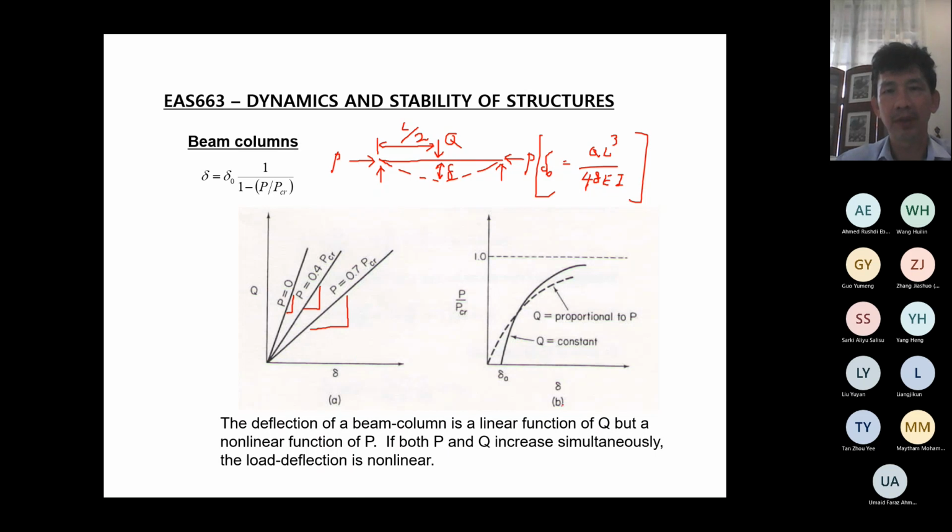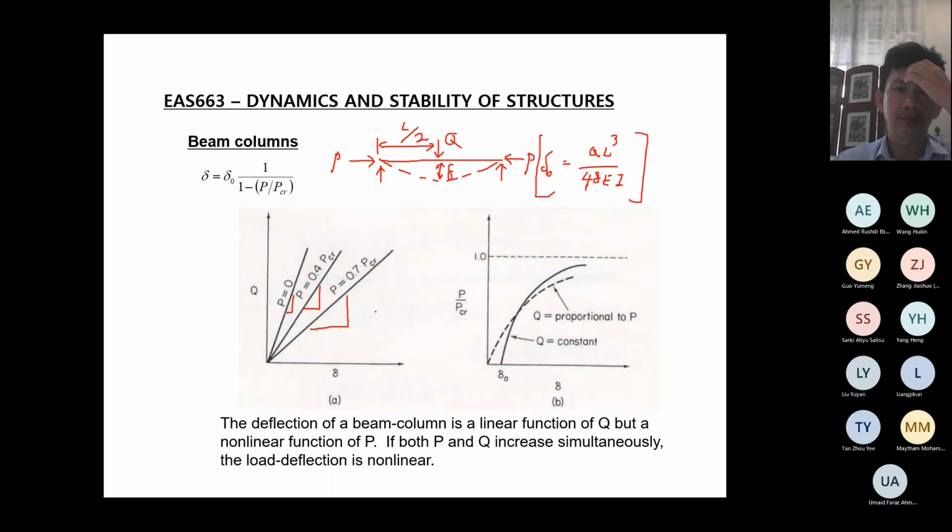Now, before I go to graph B here, it's important to note that when we apply the load P on this beam column, it is assumed to be constant. It is assumed to be constant, then the Q increases. So P is constant at 40% of P critical, then we apply the Q. P is constant at 70% of the P critical, then we apply the Q. So this is the case for graph A, and all the graphs here are straight lines, linear.